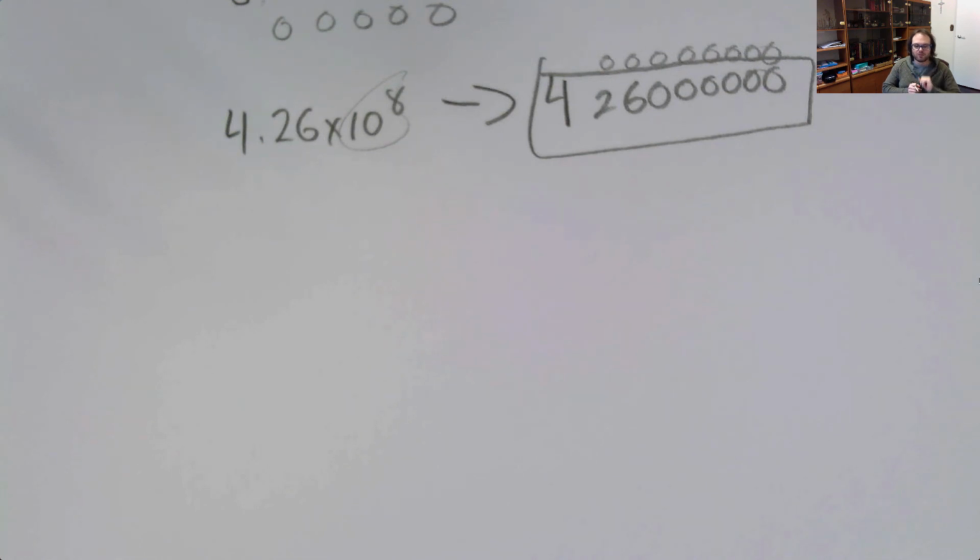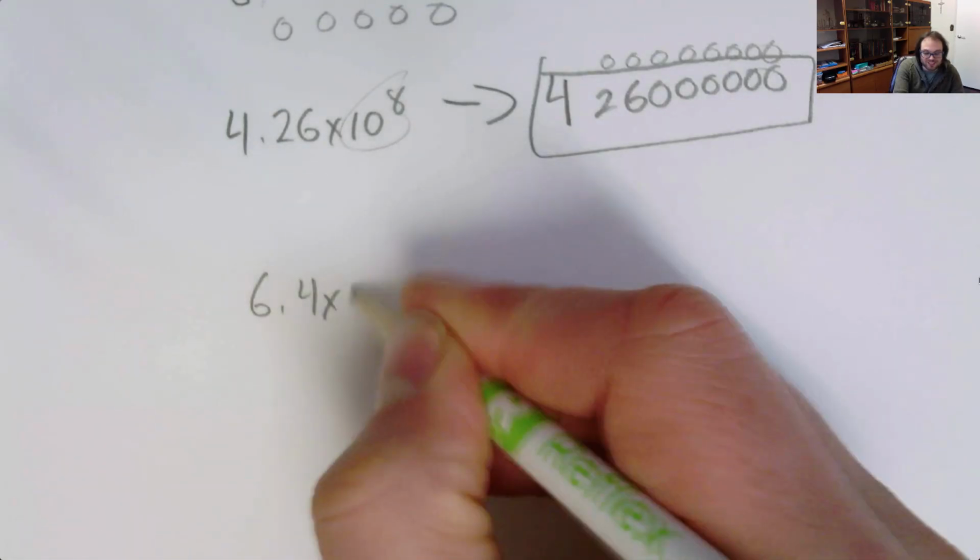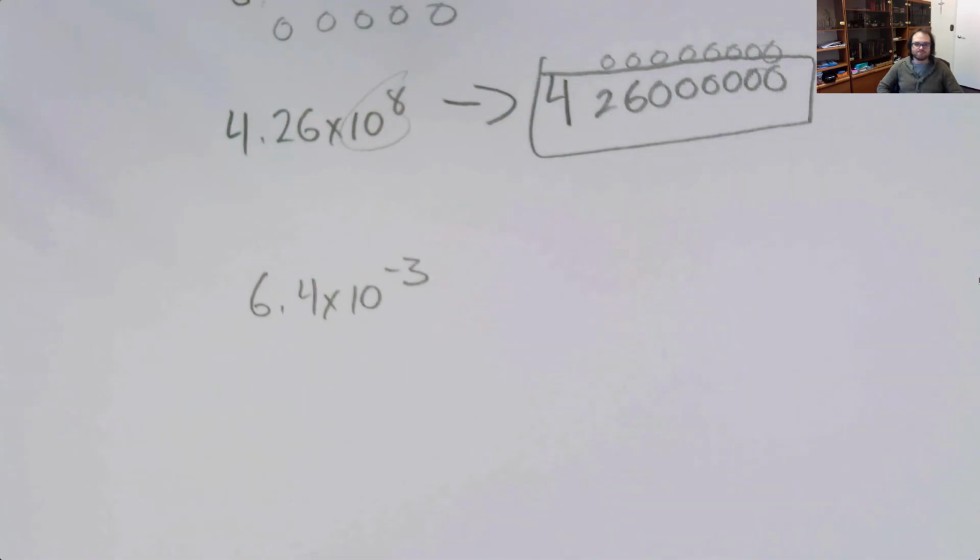But there is a twist. What happens if I have a negative exponent? So what happens if I have something like this? 6.4 times 10 to the negative 3. Okay. Well, we're going to get to that in the next video.